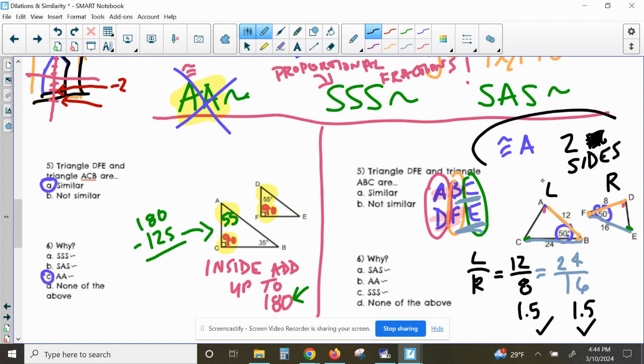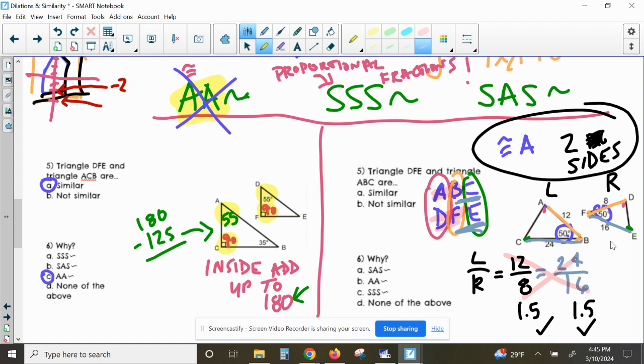Okay, so we have an angle and two sides. So we probably have side angle side. Now remember, the other method you could have done, if you didn't want to divide, you could have cross multiplied and see if they're equal to each other. So do 8 times 24 and see what you get, and 12 times 16 and see if you get it. If those are equal, then they're proportional also. So either way works for you.